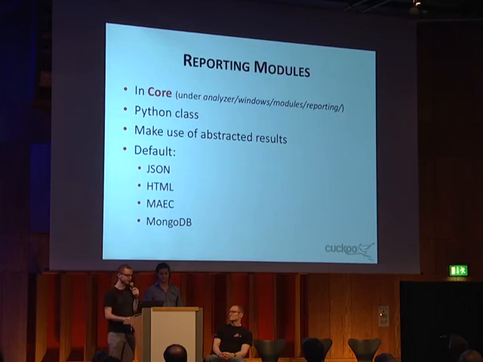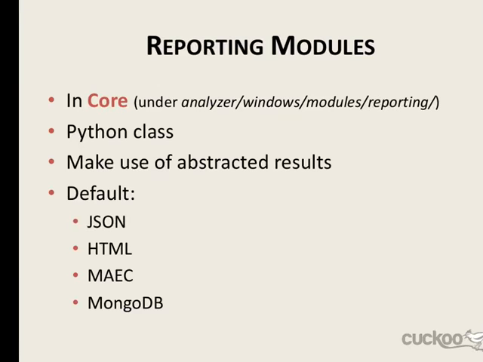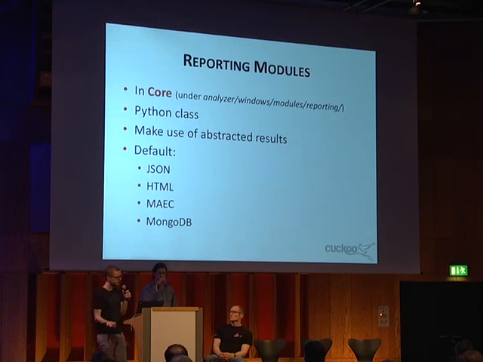Finally, reporting modules. Basically, after the processing modules did something with the data, you want to make some use of it, right? So they're, again, just Python classes that take this collection of results produced so far and generate something out of it. By default, we have a module for generating a JSON report, one that generates an HTML report, and one that generates a MAEC report, which is a standard XML format produced by MITRE, and the MongoDB report that just dumps the whole thing inside MongoDB, which is also what we use for the web interface that Mark mentioned before.